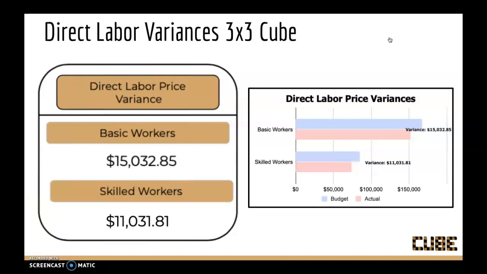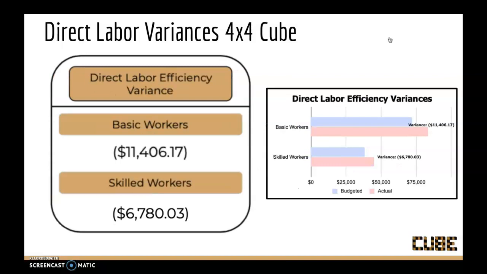For direct labor price variance, we had a favorable variance of $15,032.85 for basic workers, and for skilled workers we had a favorable variance of $11,031.81. This creates a total favorable variance of $26,064.66.